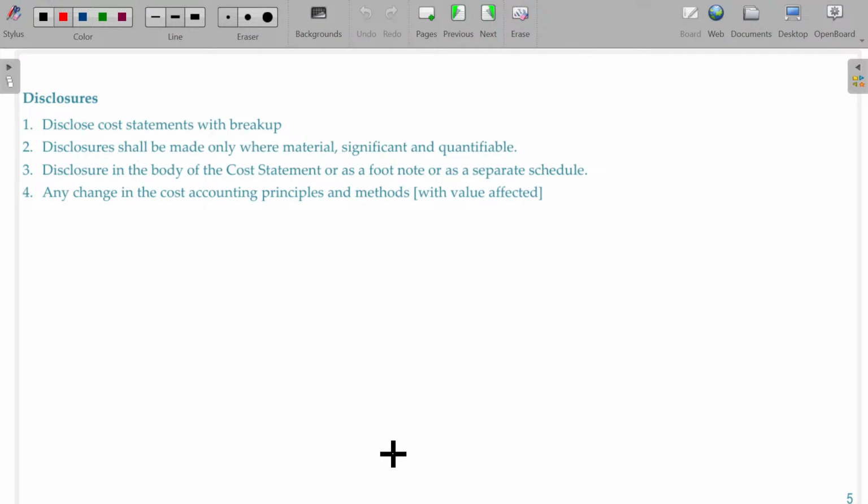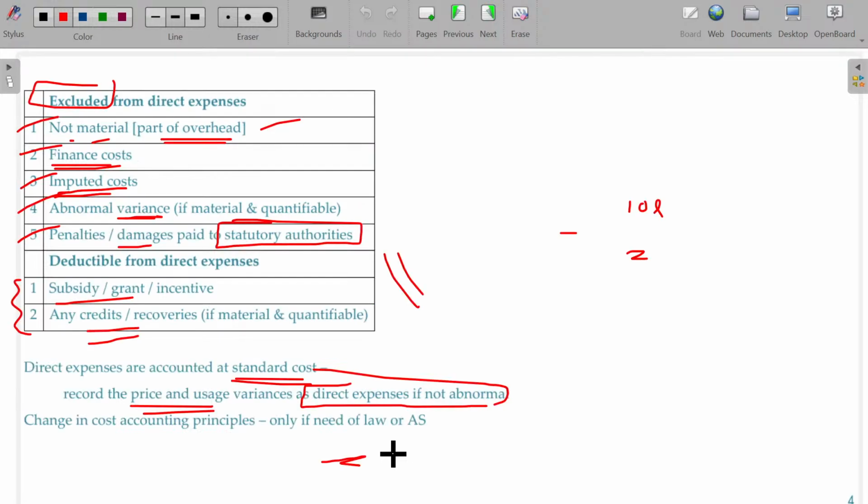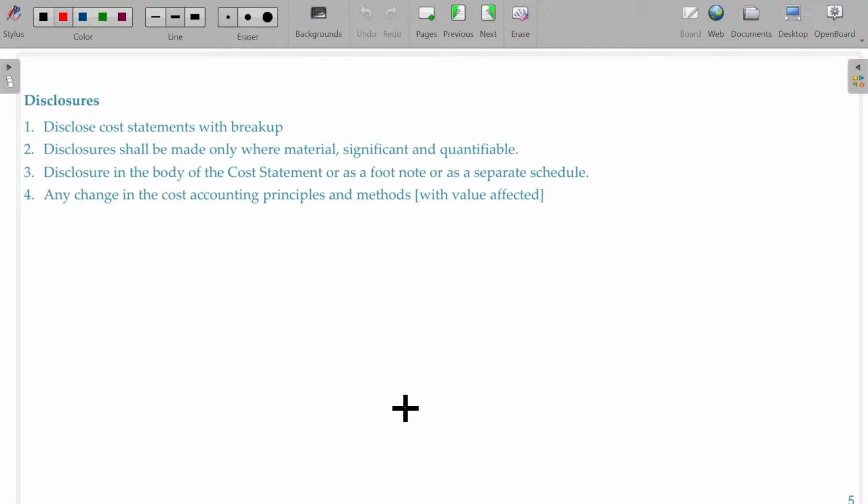Okay. Any method you follow, you have to continue to follow the same method year after year, or if it is needed by the law or accounting standard, you can change. Otherwise, you have to follow the same. Clear? And finally, while reporting, you have to disclose these things. What is that? Cost breakup. Okay. And disclosure shall be made only where material, significant, and quantifiable. Only then is disclosure required. Else, disclosure is not required.